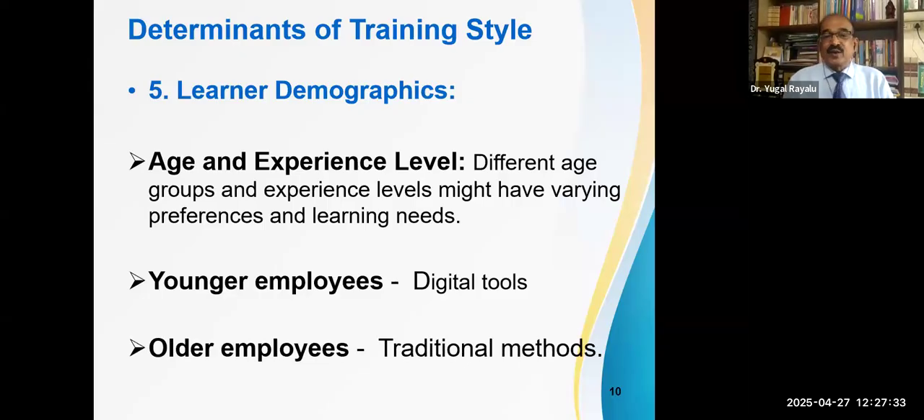But older employees, those born somewhere between 1960 and 1980, will prefer traditional methods. Even today they prefer a whiteboard and a marker. They will not say no to the smart board, because they've understood its importance. But they will not be happy if there is not a piece of paper in front of them. They will not be comfortable if they're not able to write something. So again, you have to understand learner demographics when you go to a particular organization.